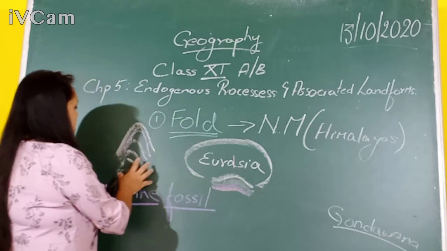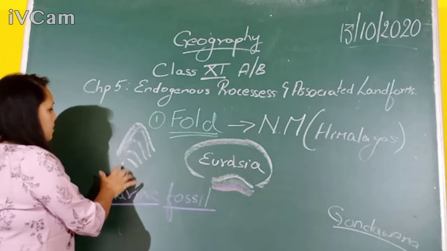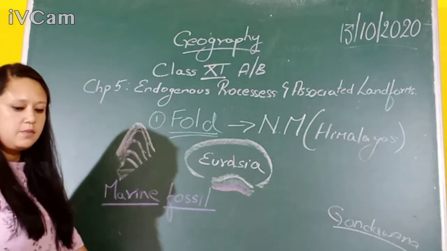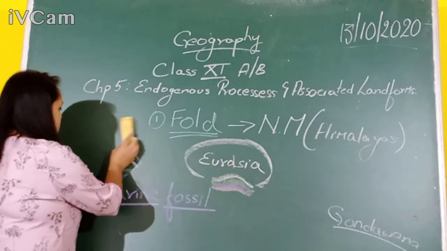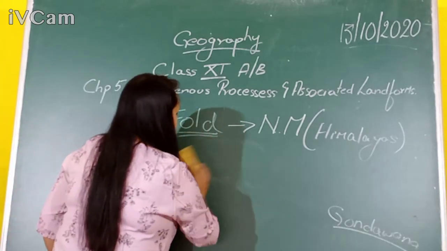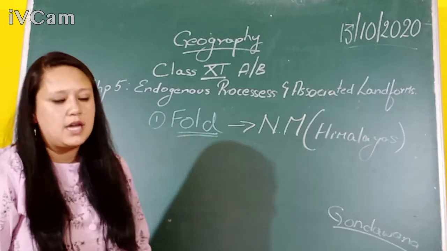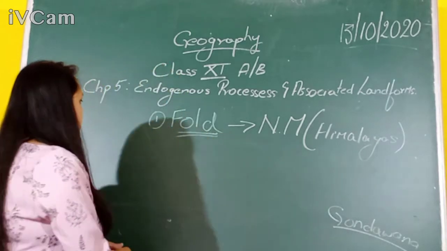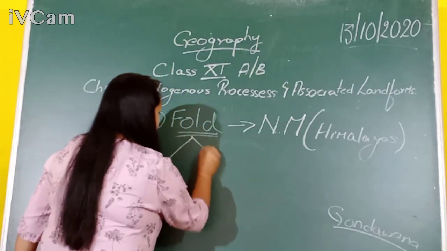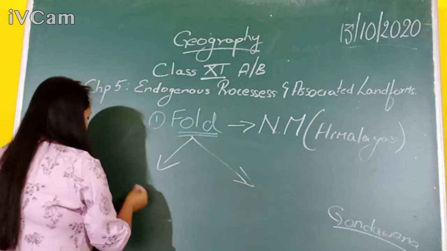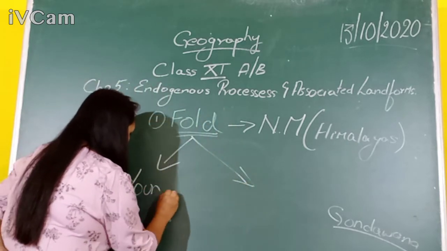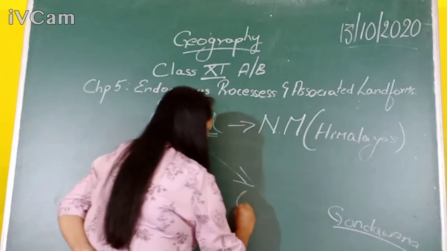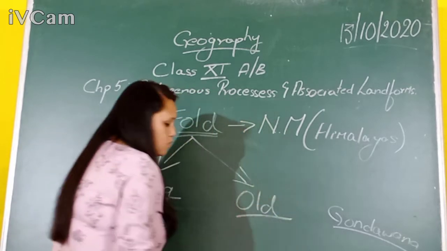That means the Himalayas have been formed because of the deposition of the sediments brought down by the Tethys Sea. Okay, so that is how the fold mountains are formed. The fold mountains are divided into two types. One is the young fold mountain, and the other one is the old fold mountain.